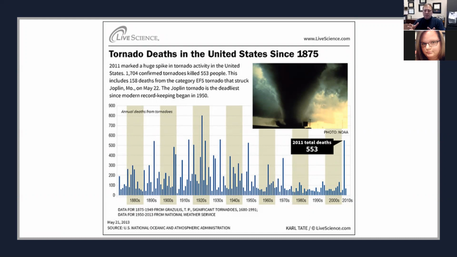Now, I will tell you, the actual occurrence of a tornado really hasn't declined over the last 150 years. The reason that we see far fewer deaths today than we saw in the 40s, 50s, and 60s has far more to do with how substantial houses are built, how substantial buildings are built.